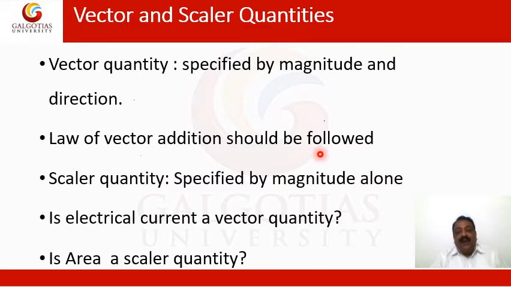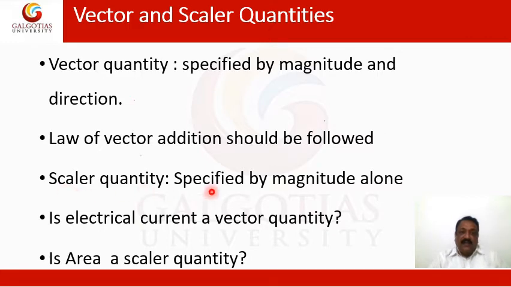If the law of vector addition is followed, then it is perfectly a vector quantity. So a vector quantity needs to follow two things. The first condition is that it has to be specified by magnitude and direction, and the second condition is that the law of vector addition should be followed. Now this definition can be clarified with the help of some examples which I've given at the bottom of this.